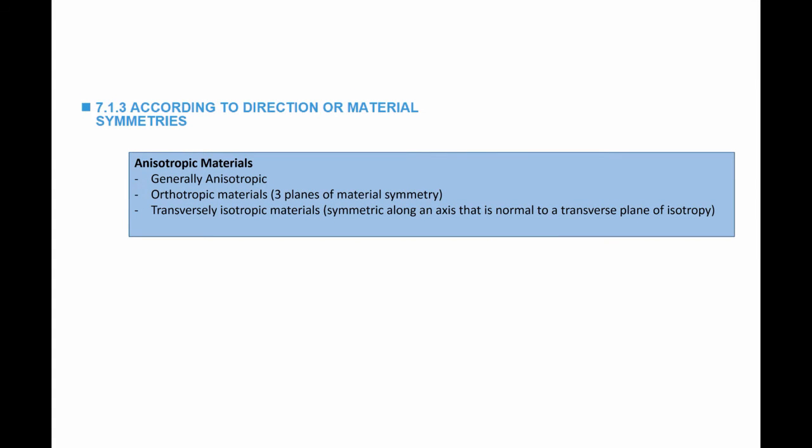Based on this, we can further classify anisotropic materials as follows: generally anisotropic, orthotropic materials that possess three planes of material symmetry, or transversely isotropic materials which are symmetric along an axis that is normal to a transverse plane of isotropy.